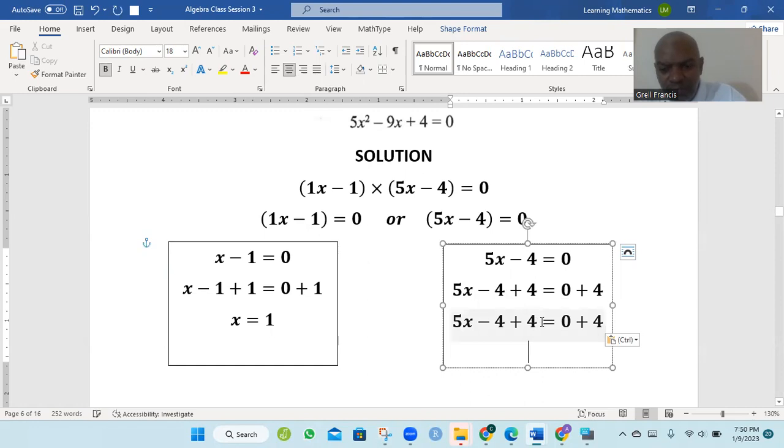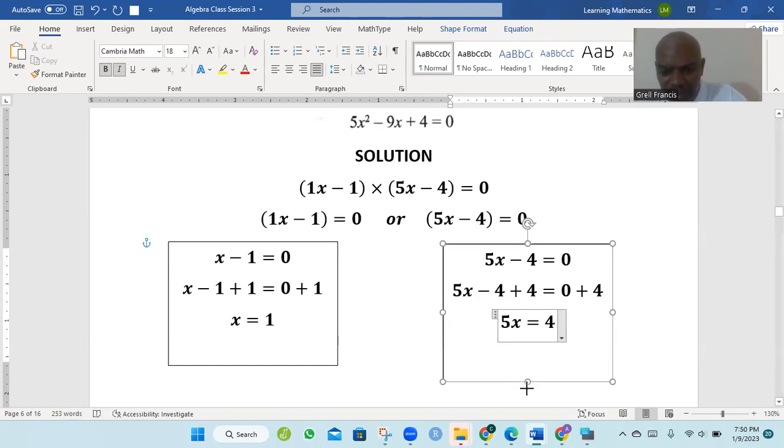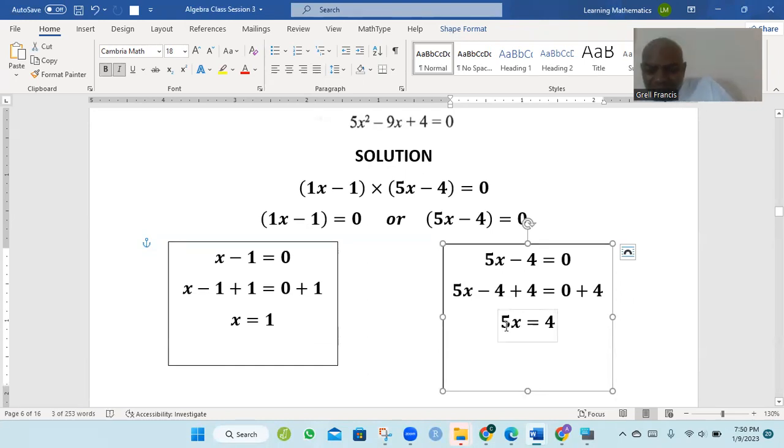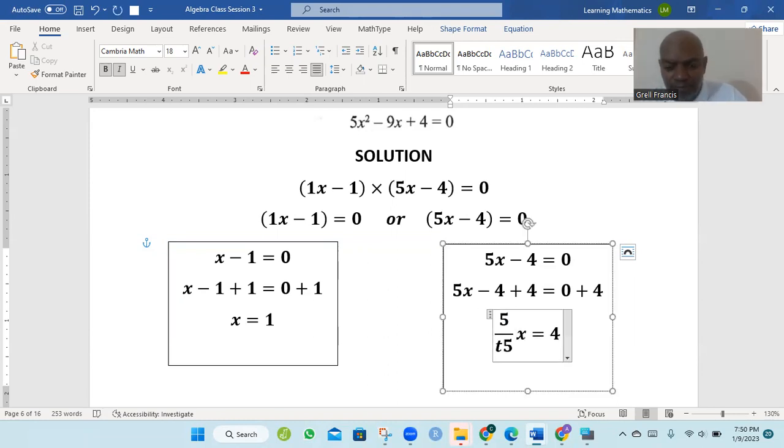We are left with 5x alone on the left. And 0 plus 4 is 4. We are left with 4 on the right. So we have 5x equals 4. Now we need to cancel out a 5. Now that 5 there is multiplying x. So to cancel out a 5 that is multiplying, we do the opposite of multiply, which is divide. Now if you divide by 5 on the left, you have to divide by 5 on the right for the equation to balance.